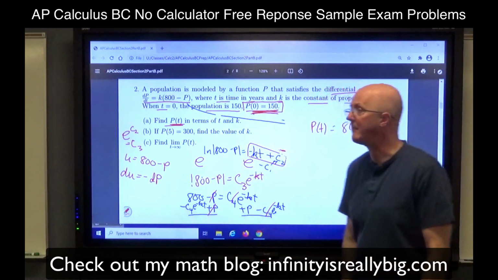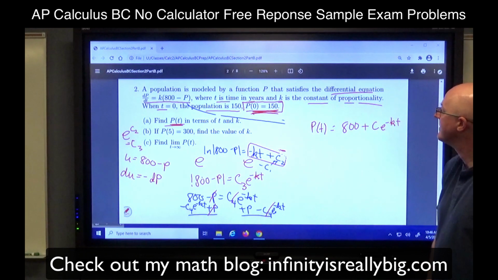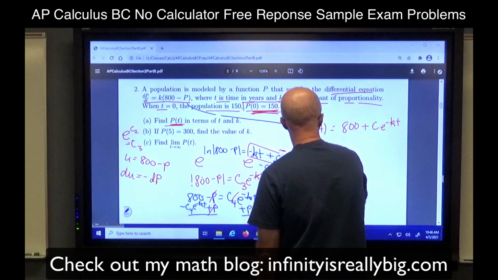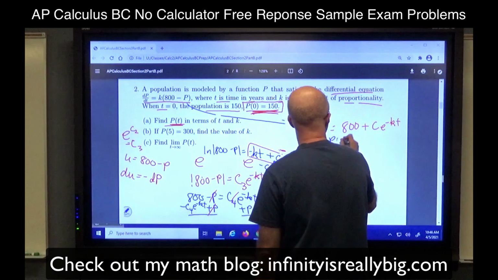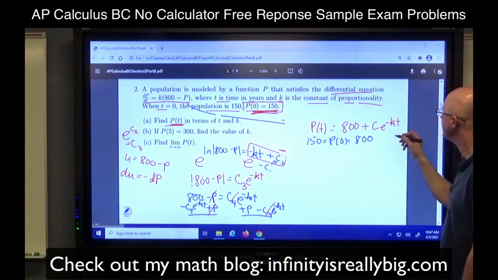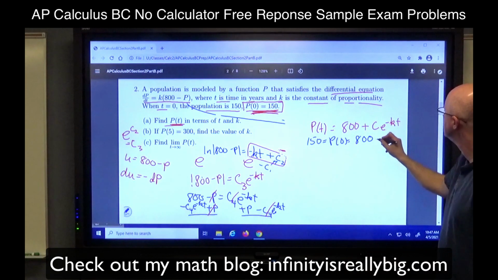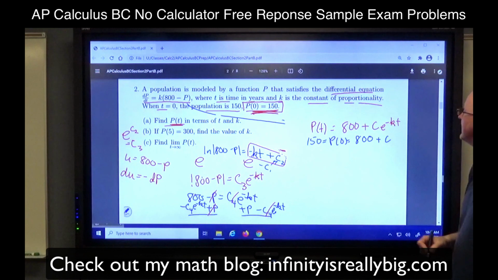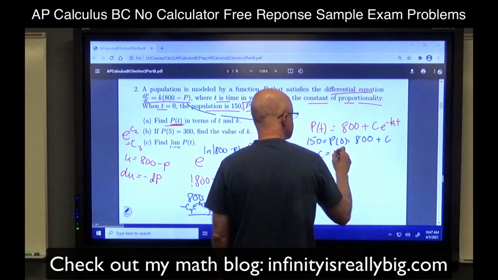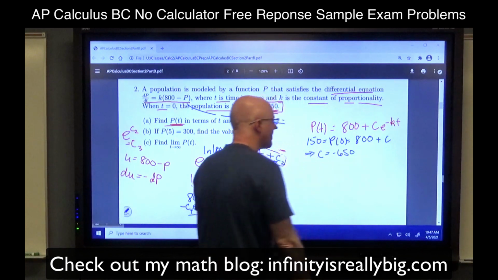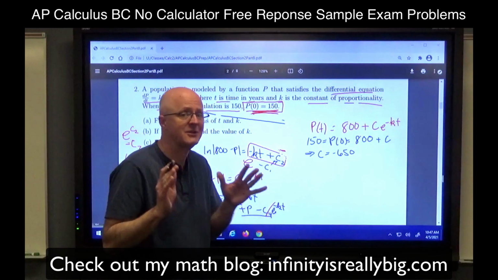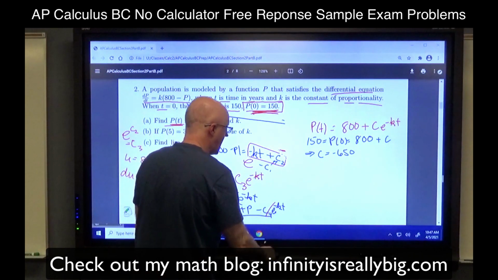At time 0, the population is 150. So plug that in. 150 is P of 0. 800, e to the 0 is 1. C times 1 is C. So C actually does end up being a negative number if I write it like this. It's 150 minus 800 is negative 650. So maybe it would have been better to write it as minus C. But it doesn't matter. As long as your final answer is right, it doesn't matter.